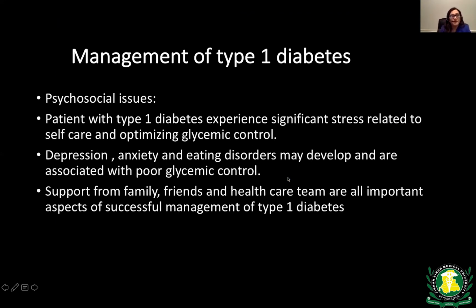There are many psychosocial issues associated with both type 1 and type 2 diabetes. Patients with type 1 diabetes experience significant stress related to self-care and optimizing glycemic control. Depression, anxiety, and eating disorders may develop and are associated with poor glycemic control. Support from family, friends, and the healthcare team are all important in the successful management of type 1 diabetes.